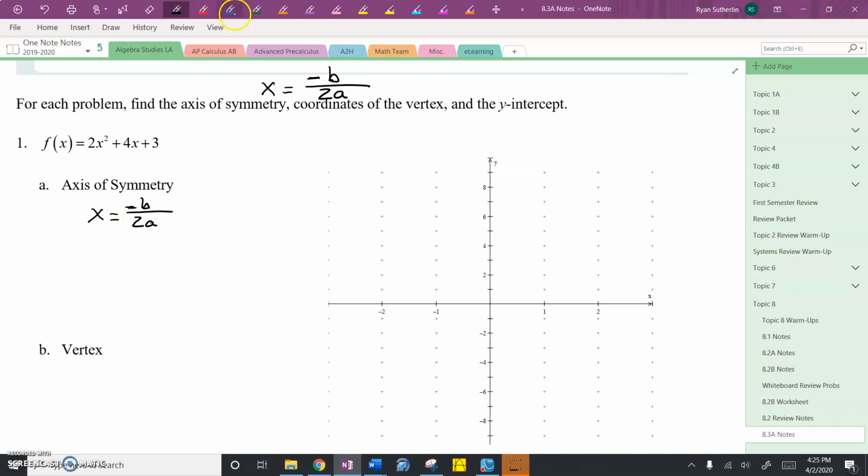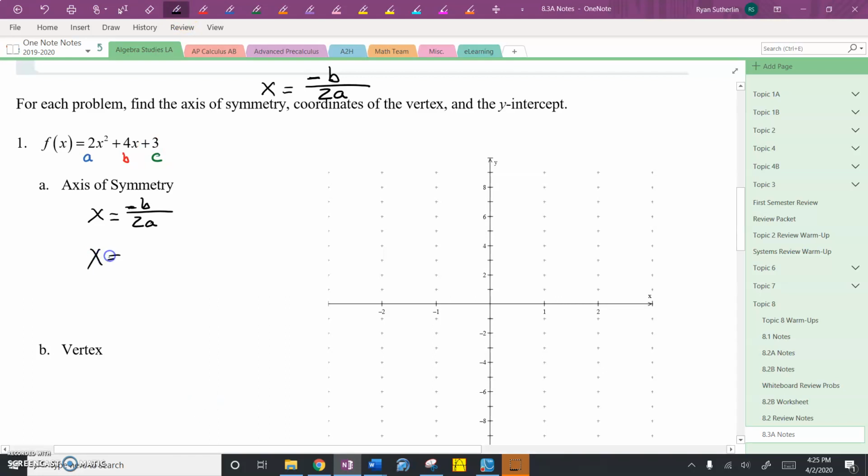So when I go to my equation up here, remember the a value is always with the x squared. This is the b value. This is the c value. So a is 2, b is 4, and c is 3.